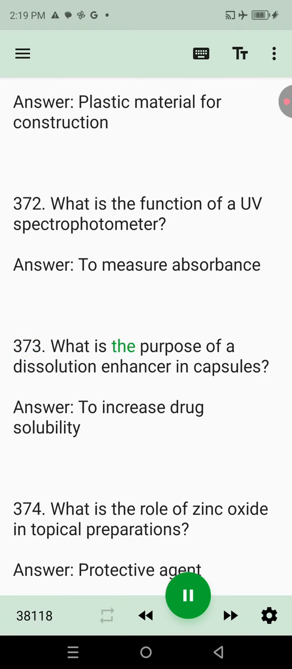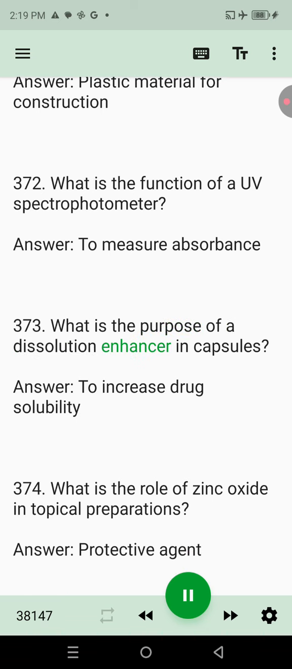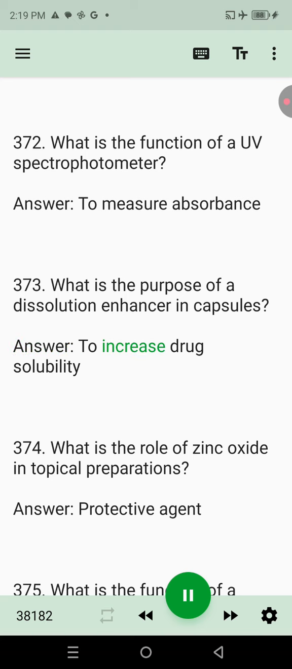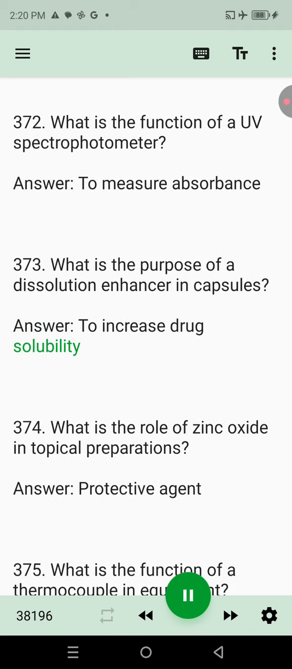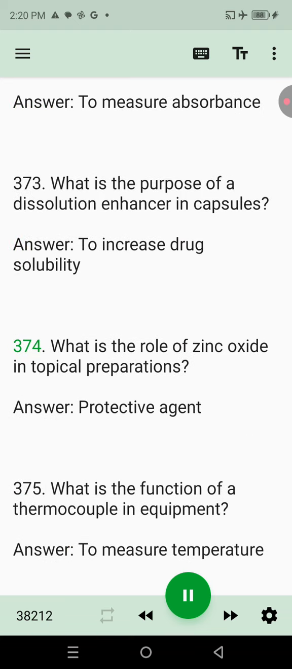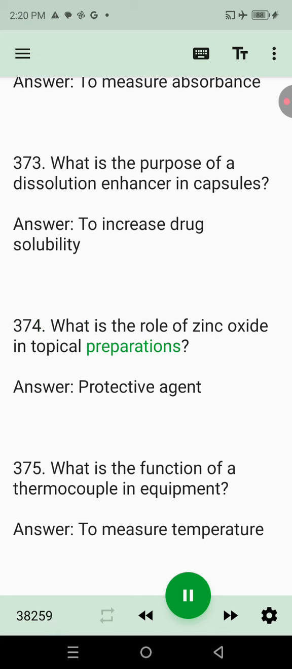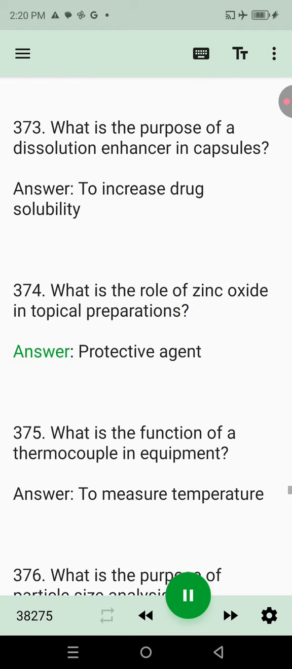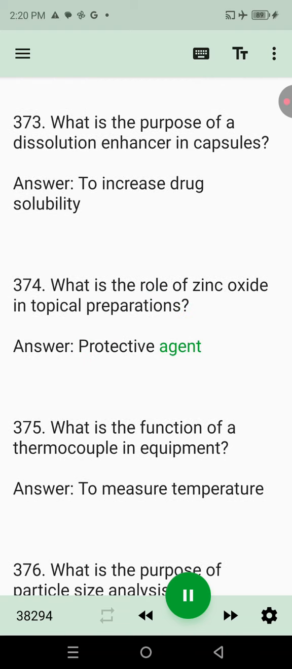373. What is the purpose of a dissolution enhancer in capsules? Answer: to increase drug solubility. 374. What is the role of zinc oxide in topical preparations? Answer: protective agent.